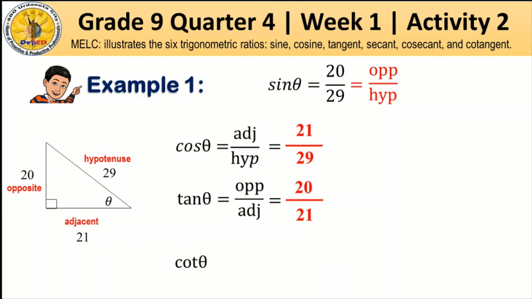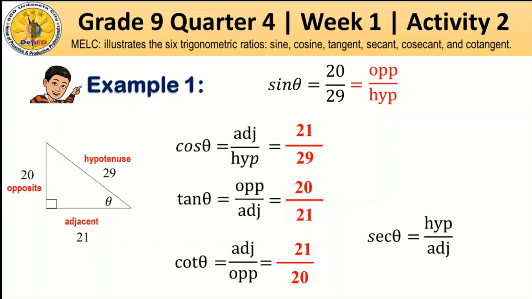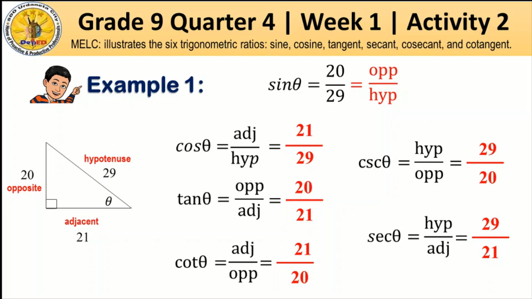Next is cotangent theta. That is equal to adjacent over opposite. The adjacent side measures 21 over the opposite side measures 20. Therefore, cotangent theta is 21 over 20. Next, we have secant theta. That is hypotenuse over adjacent. The hypotenuse is 29 over the adjacent side, that is 21. And we have the cosecant theta. That is equal to hypotenuse over opposite, or that is 29 over 20.